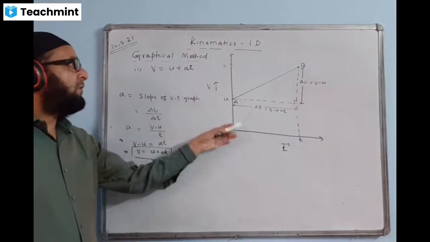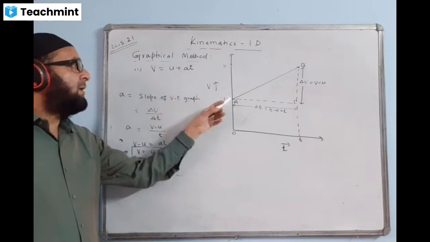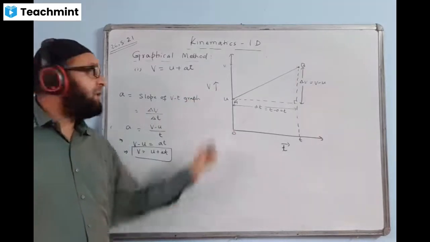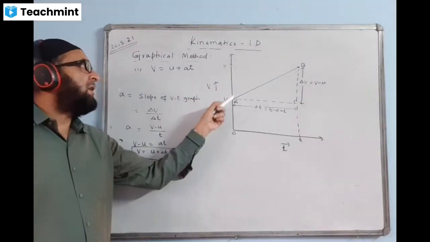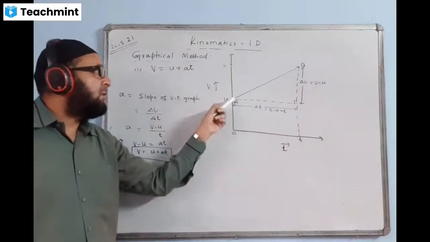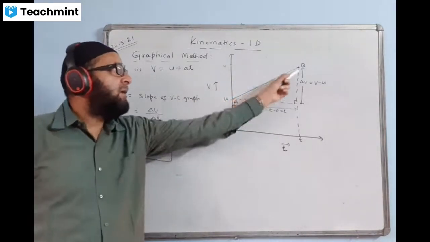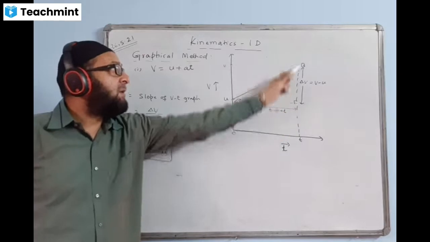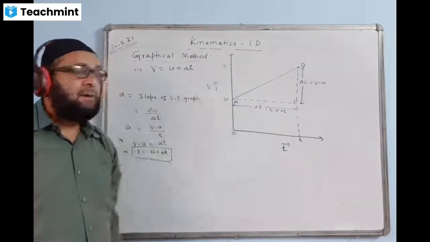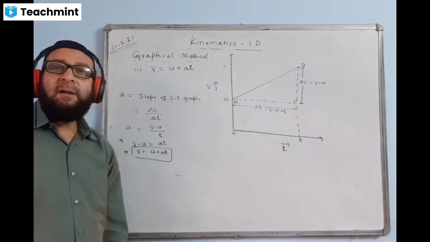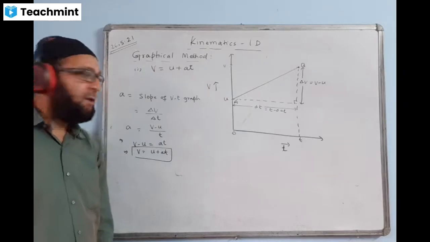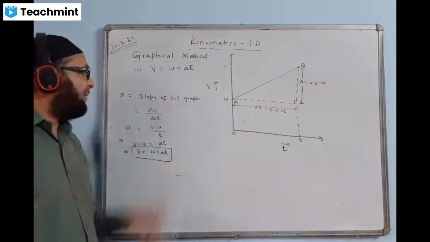The VT graph we will be drawing like this. We are assuming the body is moving with the initial velocity U and reaching a final velocity V in the time T. Uniform acceleration will show this way. At this point, when the time is T, the velocity becomes V, the final velocity V. And in the velocity-time graph, the slope will give the value of acceleration. So A is equal to the slope of the VT graph.